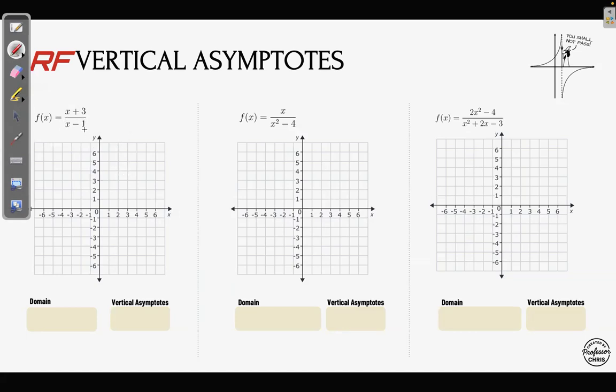And in this case, since we only have x minus 1 in the denominator, to find the vertical asymptote, we're simply going to take x minus 1, and we're going to set it equal to 0, and we're going to solve for x. So x will be equal to 1. That is our vertical asymptote coming from this denominator. So that means that we're going to be sketching a vertical line here at positive 1.